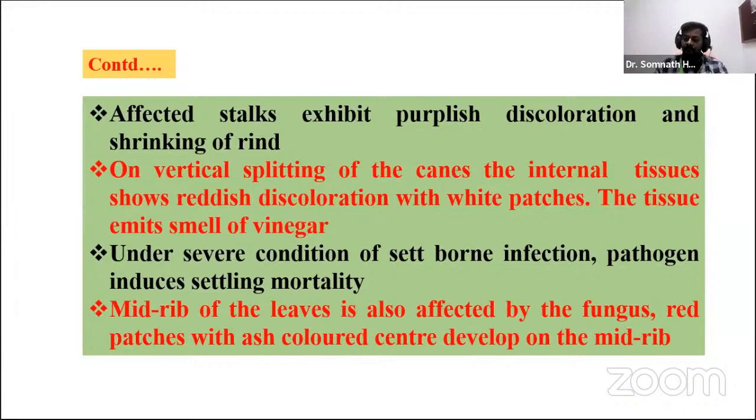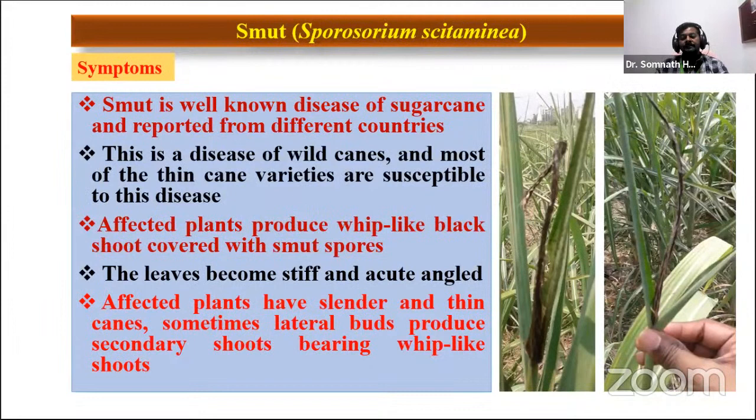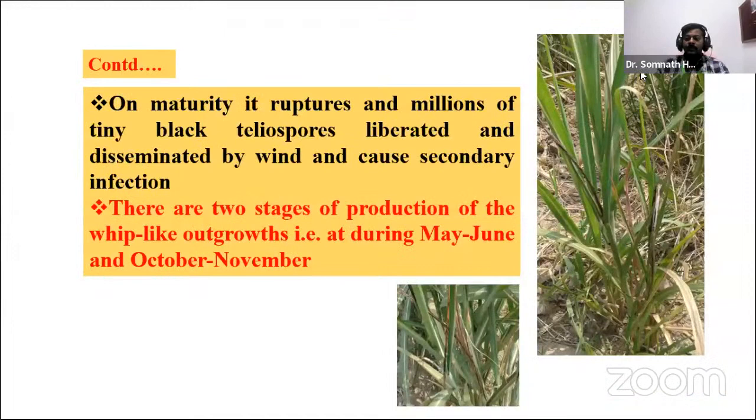The second important disease is smut. Smut is a well known disease of sugarcane and is reported from different countries. This disease occurs in wild canes, and those varieties which are thin are highly susceptible to the disease. The affected plant produces a whip like black shoot covered with smut spores. You can see this in the picture. This is the whip smut, which is indicative of the smut infection. So these are the symptoms of the smut.